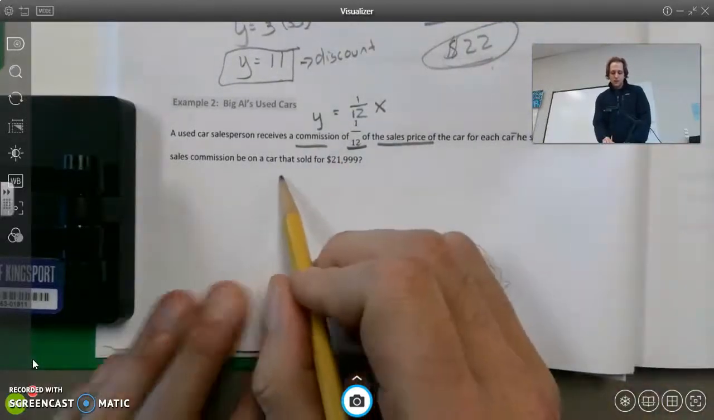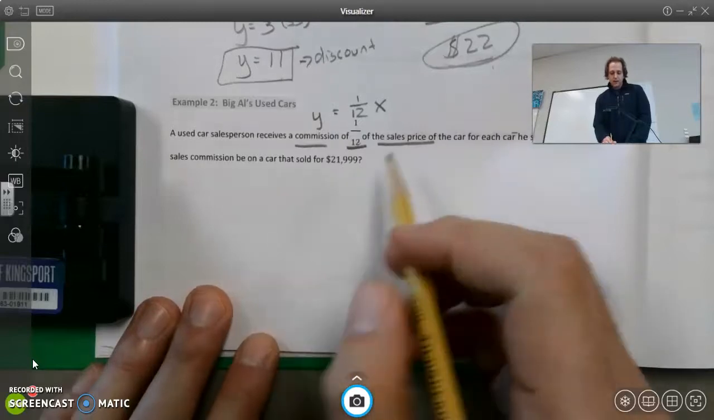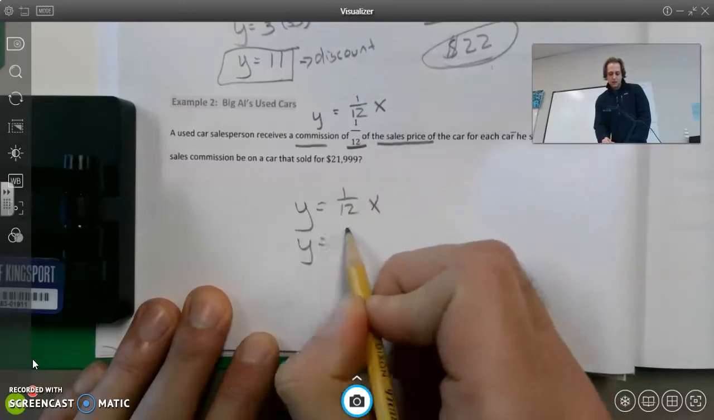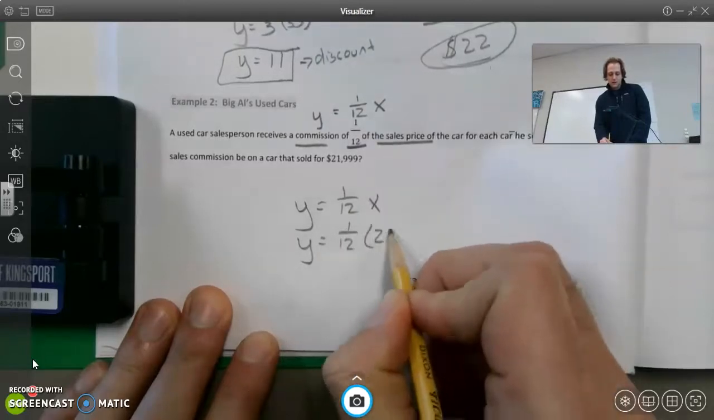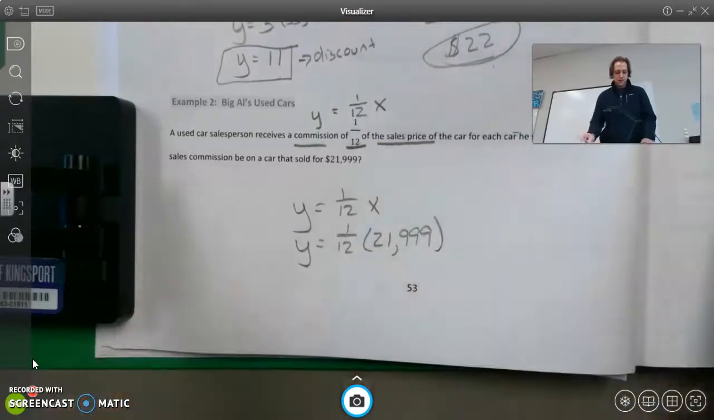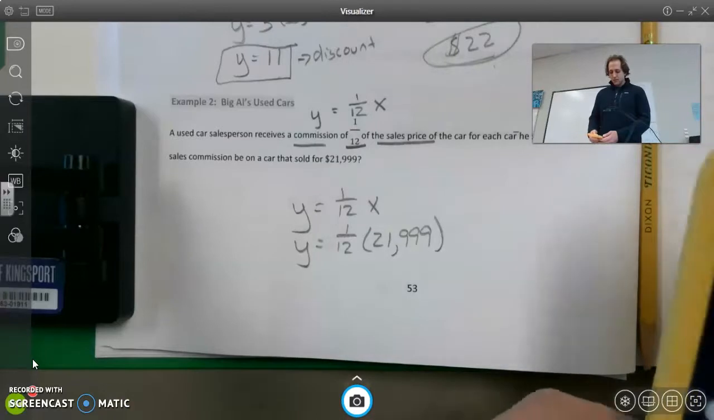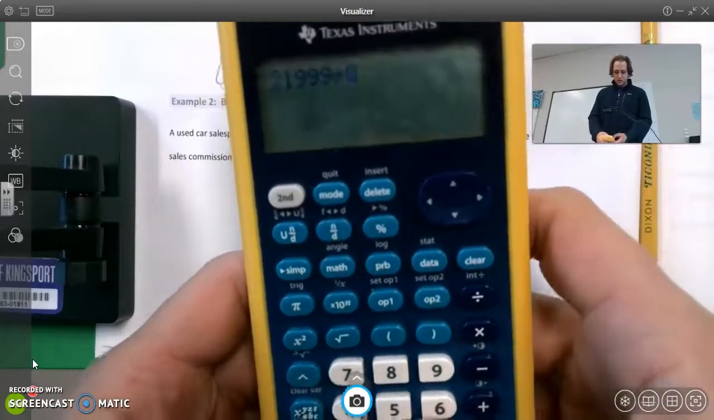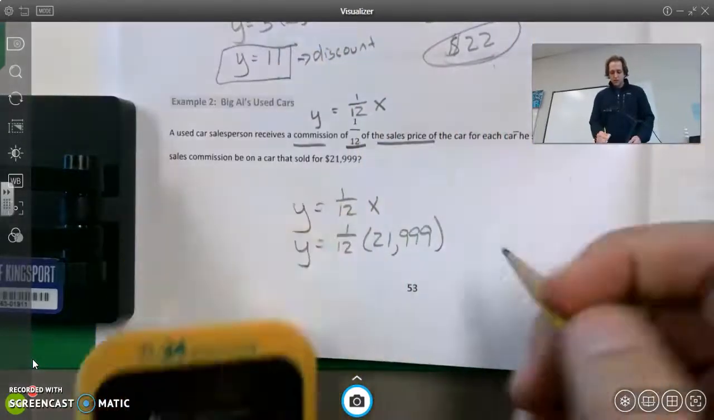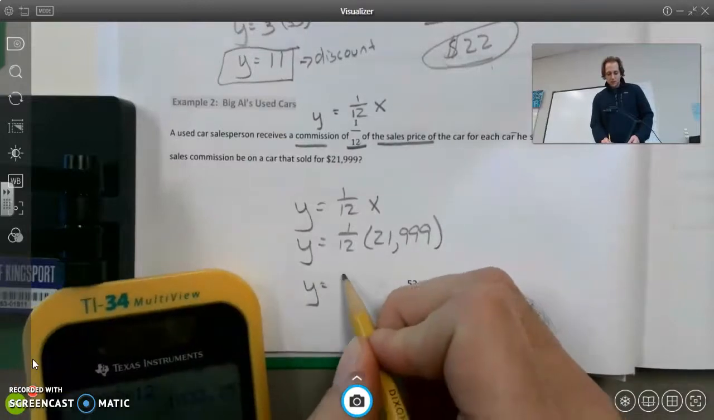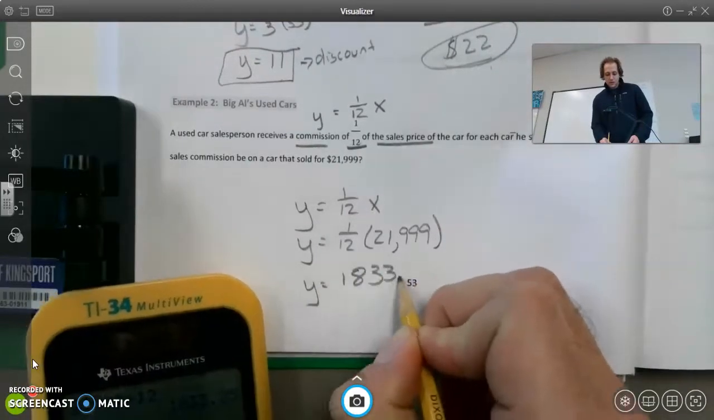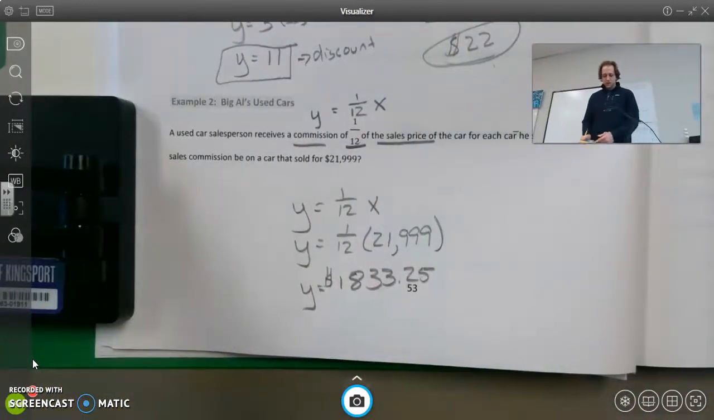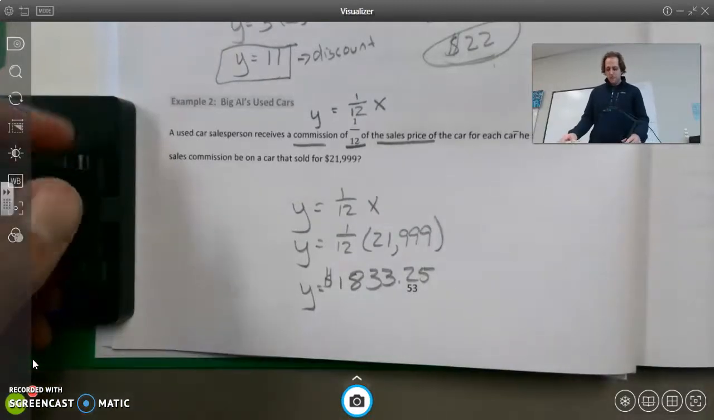What would the commission be on a car that sold for $21,999? Y equals 1/12 of x. If the original price x is $21,999, then I would multiply, or really let's just divide by 12. And he would get in commission $1,833.25. Not bad for a day's work selling cars. Okay.